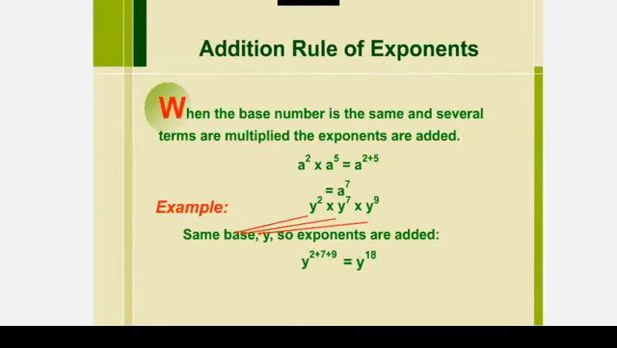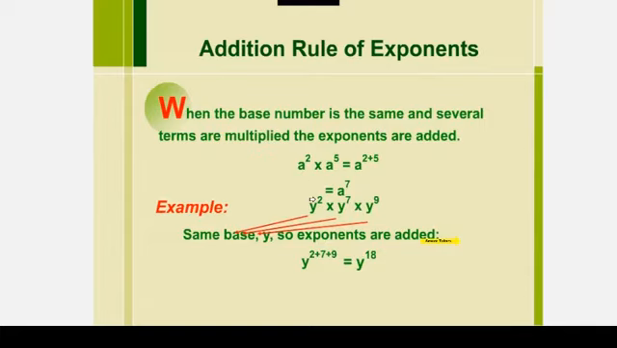I hope you understand. Addition rule of exponents. When the base number is the same and several terms are multiplied, the exponents are added, isn't it? That is why a square times a power 5 is a power 2 plus 5, which is a power 7. Now, another example, there are 3 terms, doesn't matter, several terms. If it is multiplied, exponents are added. So, y square times y power 7 times y power 9, same base y, so exponents are added.